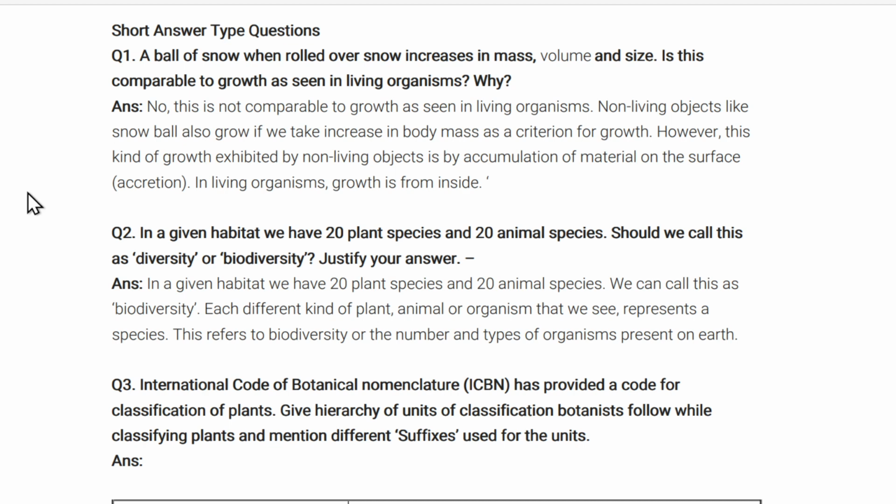Question number 2. In a given habitat, we have 20 plant species and 20 animal species. Should we call this diversity or biodiversity? Justify your answer. Answer. We can call this as biodiversity. Each different kind of plant, animal, or organism that we see represents a species. This refers to biodiversity or the number and the type of organisms present on the earth.